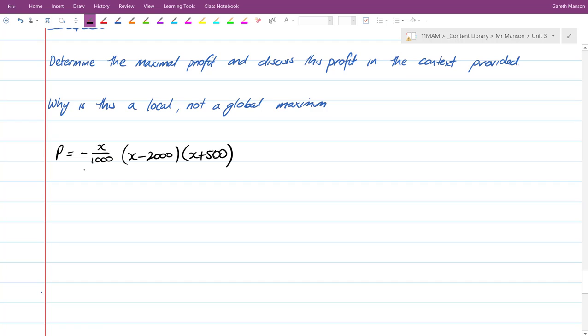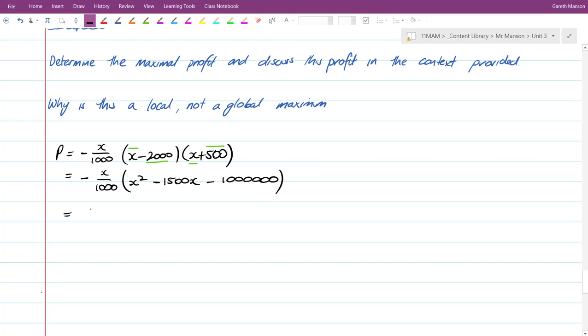So to derive this, there's a couple of ways I could do it, but I'm going to expand it because that's going to be the easiest way. So it is a 3-part product rule, but I can see it's a pretty easy one to expand, so I'm not going to go into the product rule so much. So I'll leave the bit out the front and expand the brackets first. I get x squared, I get minus 2000 times x, and I get 500 times x, which gives me in total minus 1500x, and then I get negative 2000 times 500, which gives me minus 1 million, I believe. And then I've got that multiplication of x over 1000 on the outside.